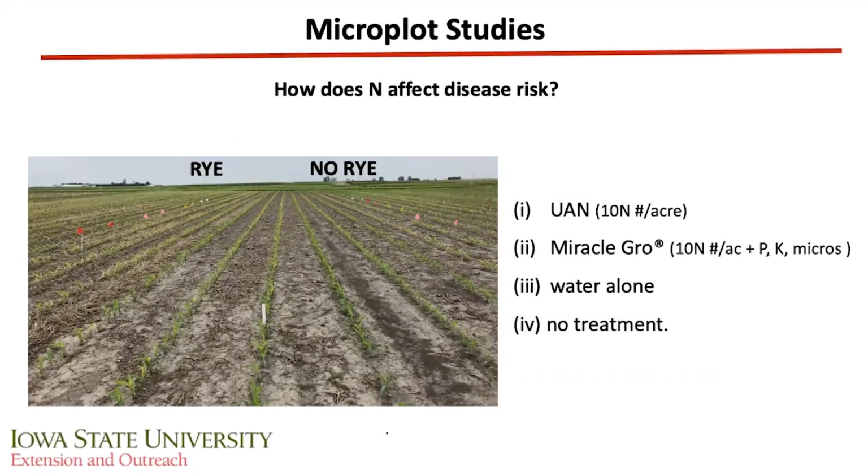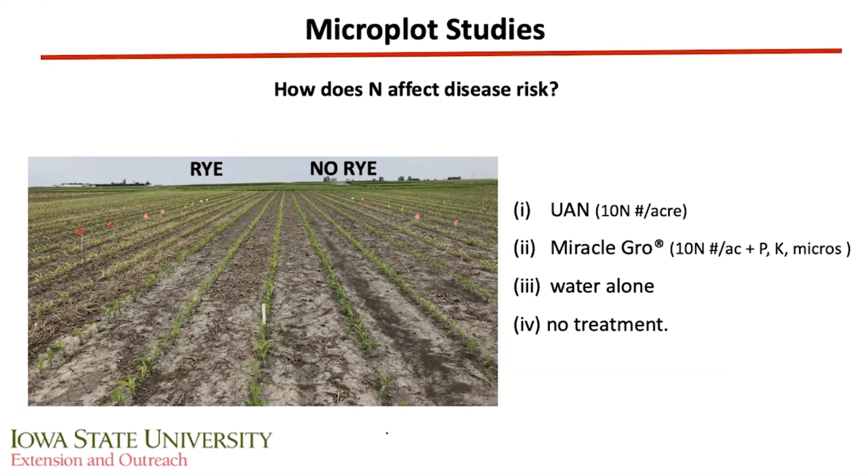So the other thing that we've been doing is microplot studies. And the reason why we've been doing the microplot studies is because we were wondering how nitrogen affected disease risk. And so Jyotsna came up with this really neat idea about putting out some microplots. And so this is what our microplots look like.